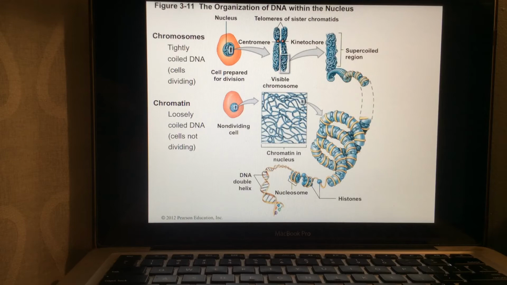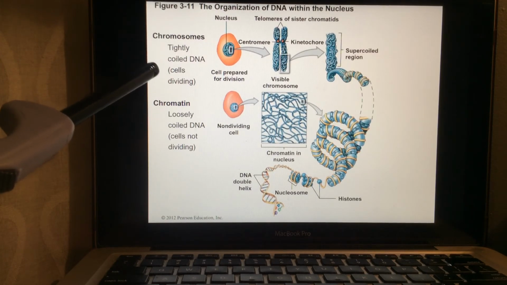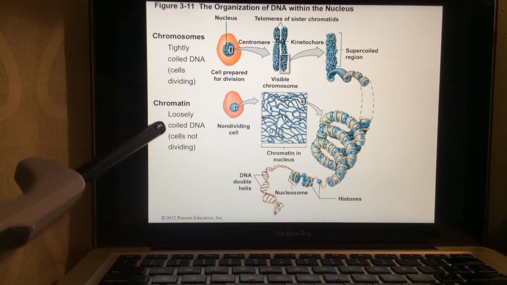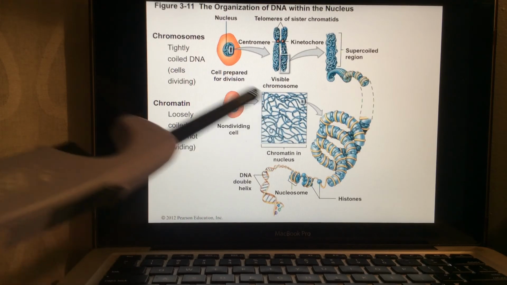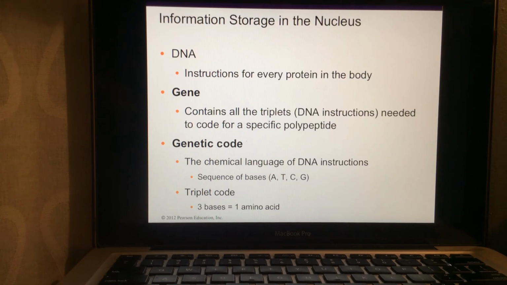So chromosomes are DNA bound to histones, so they're tightly coiled. These are found in dividing cells. Chromatin is loosely coiled DNA in cells that are not currently dividing, and that's pretty typical, so they're more of a relaxed look. The supercoils only happen in mitosis, giving chromosomes their characteristic X shape.